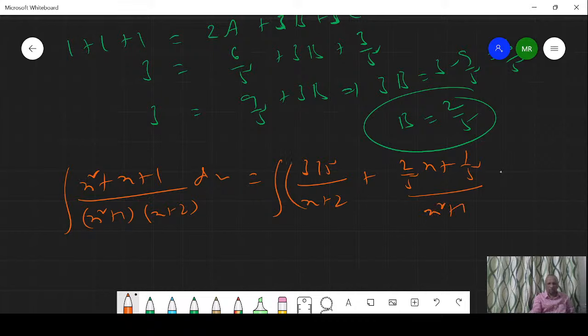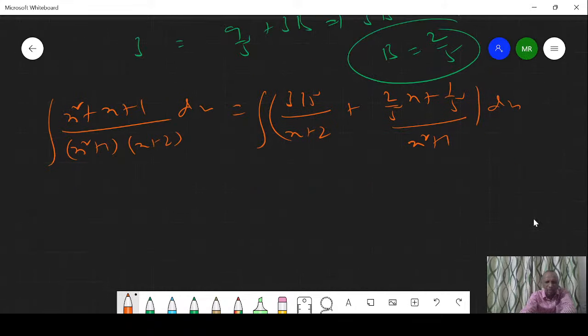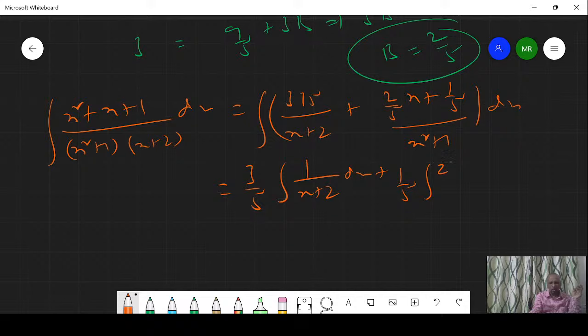x square plus 1 whole dx. You see, I can write now. After this, I can split clearly. I can write this as 3 by 5 times 1 by x plus 2 dx. You observe here, this is 2 by 5, which means I get 1 by 5 times 2x by x square plus 1 dx, plus 1 by 5 times 1 by x square plus 1 dx. Correct. This one is also x square plus 1.